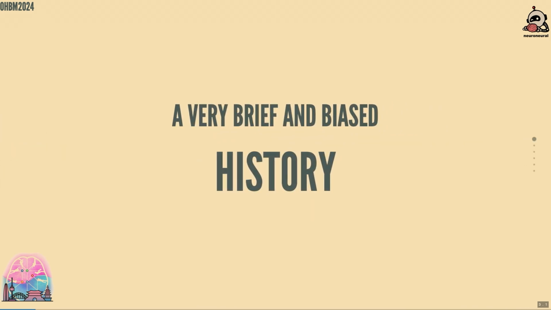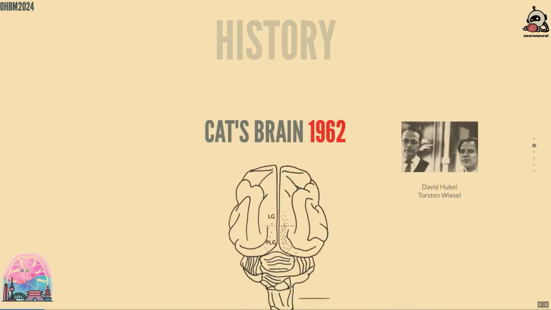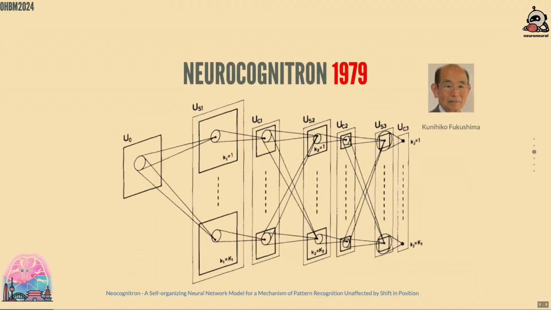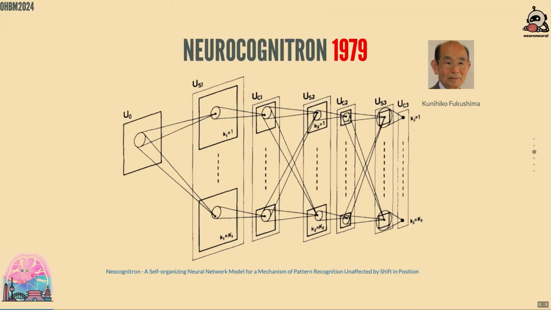Okay, so a brief history, and biased, of course. Just 3 slides. 1962, David Hubel and Torsten Wiesel tortured a cat and figured out how the visual system of a cat looks like. Layers and feature detectors or receptive fields. That inspired many people, including Kunihiko Fukushima in 1979, who coded up this infrastructure that is practically a copy of the cat's brain from the original paper, but coded up.